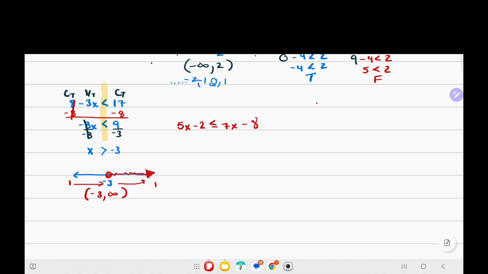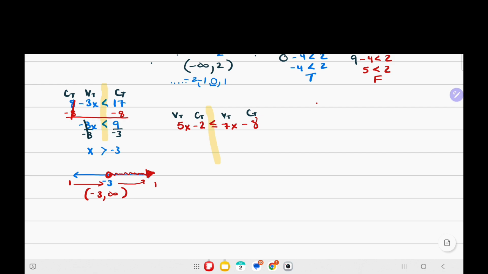All right. So remember, highlight what you have. We have a variable term here, constant term here, variable term, constant term. And we have an inequality. All right. So when deciding what rule we're going to do, we know that we have variable terms on both sides. So that's rule 4 automatically. We need to get the variable terms together.